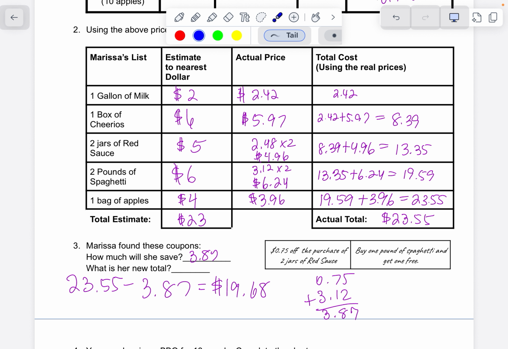Good? Okay. Everybody good now? Okie dokie. Now flip your paper over, please, and let's take a look at number 4.